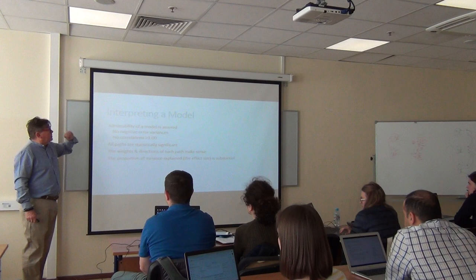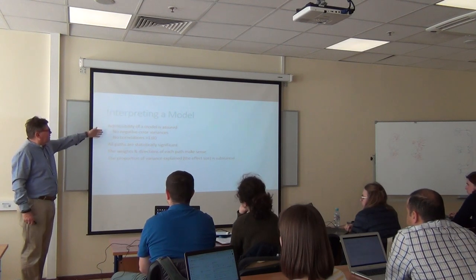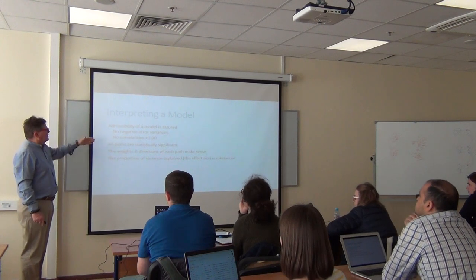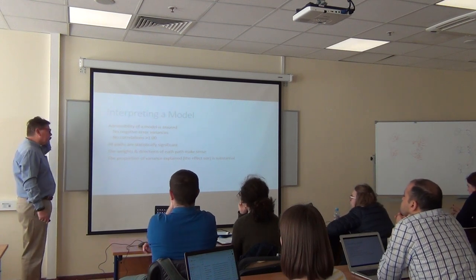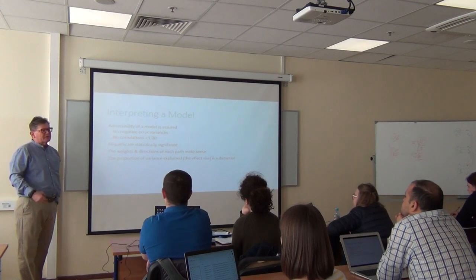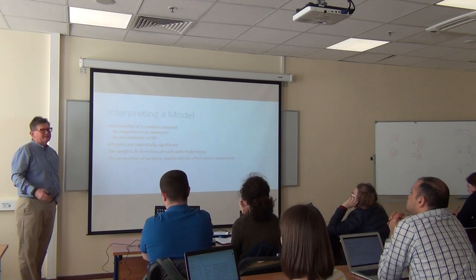Once you're sure that the model is admissible, there's no negative error variances, there's no correlations greater than one, and that all paths are statistically significant, then you look at the weights and the path directions of each path to make sure I can explain this.